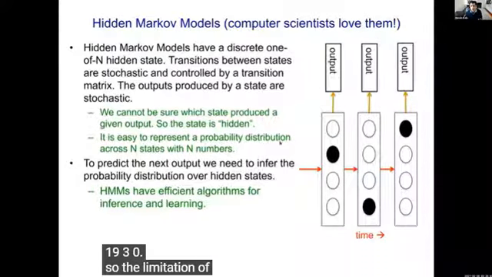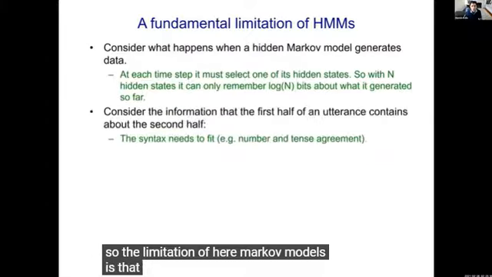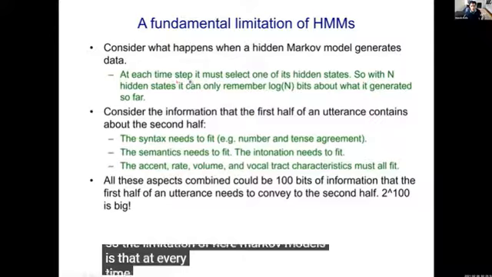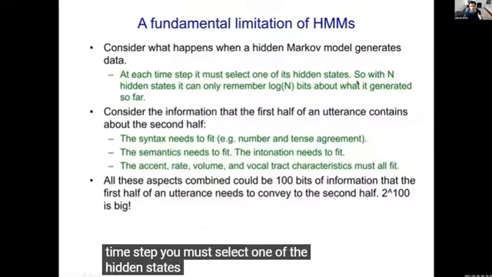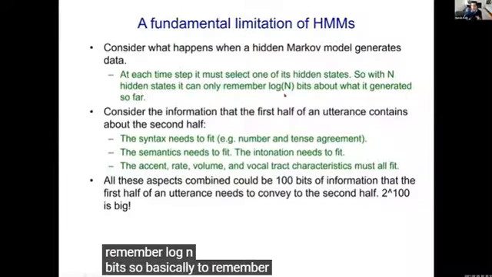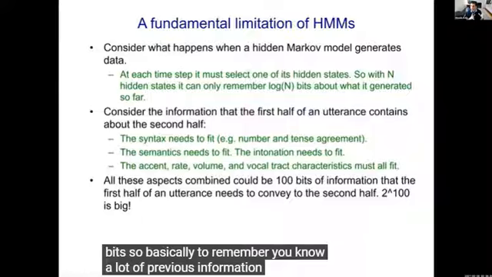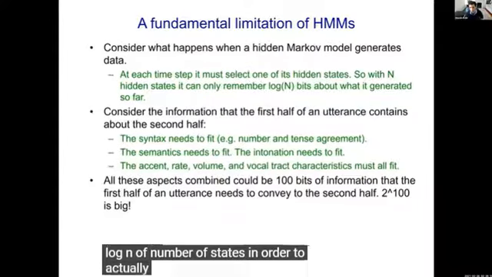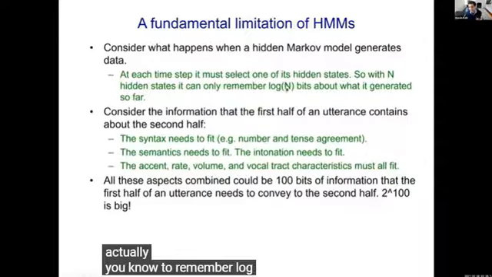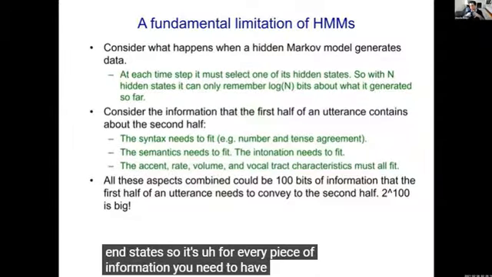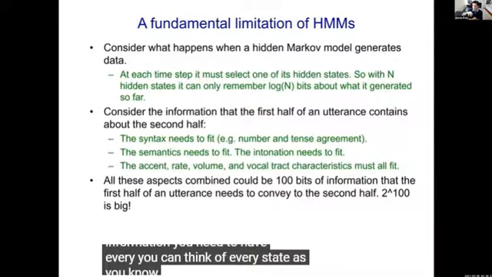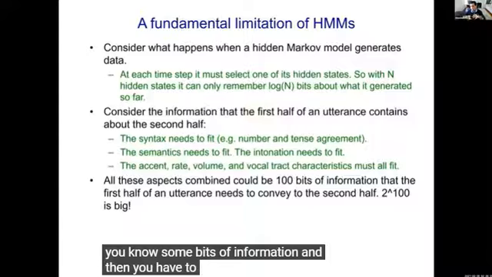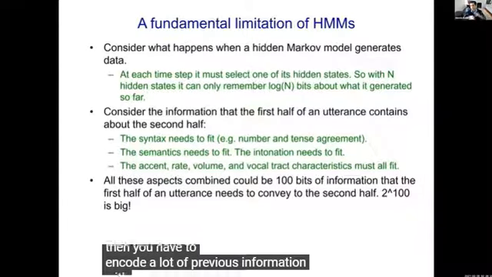So the limitation of hidden Markov models is that at every time step, you must select one of the hidden states. And with n states, you can only remember log n bits. So to remember log n bits, you have to create n states. You can think of every state as some bits of information, and then you have to encode a lot of previous information with an enormous number of states.